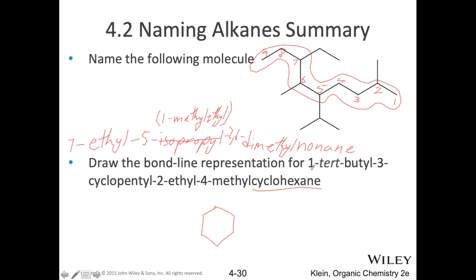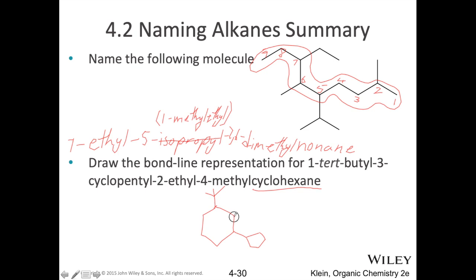At our number 1 carbon we have a tert-butyl group. So I'm going to draw my tert-butyl group, which kind of looks like that. I've got 1, 2, 3, and this of course is the 4th carbon. At the number 3 position I have a cyclopentyl group. So if that's 1, 2, 3, I'm going to draw my cyclopentyl group, which is just going to be a pentagon attached over there.